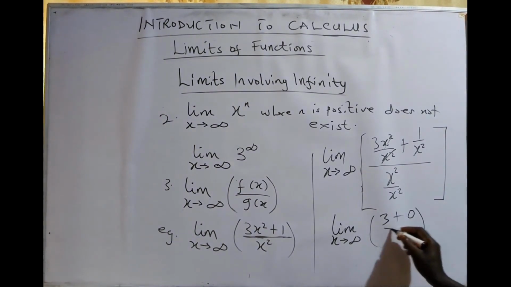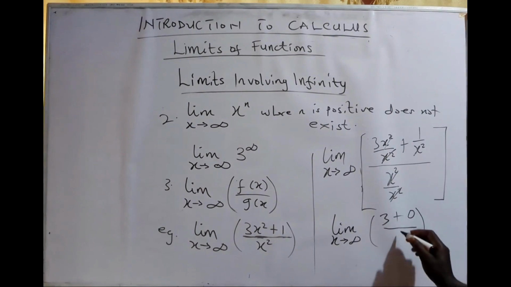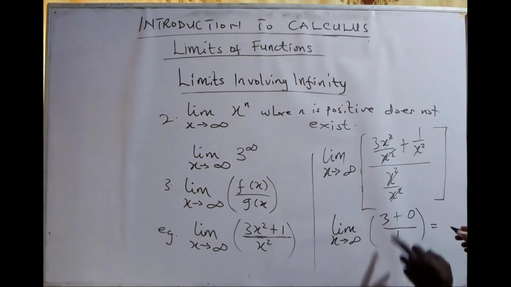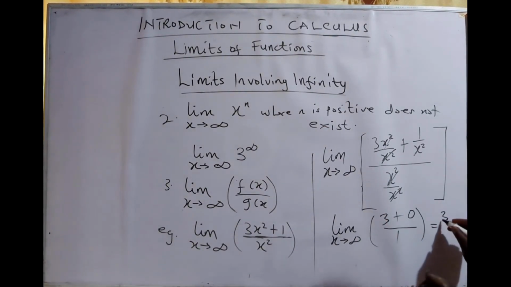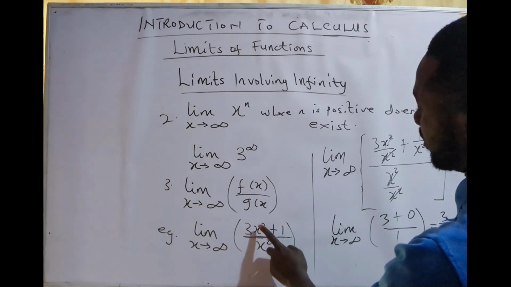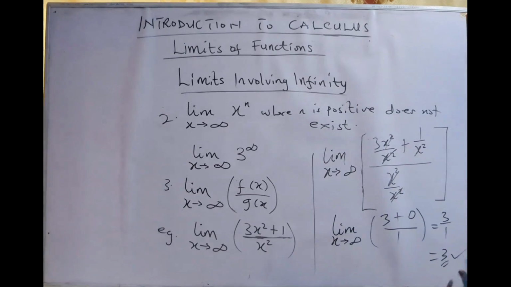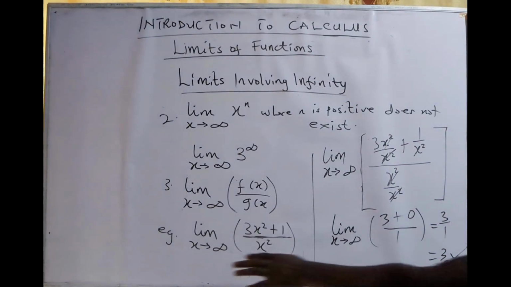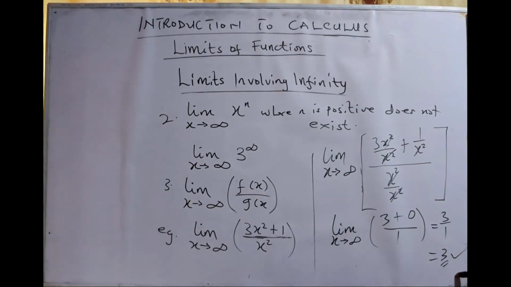And then over s squared, s squared will give me 1. So that will be 3 plus 0 will be 3 divided by 1. And then my answer, 3 over 1 will give me what? Will give me 3. So the limit of the expression or the function 3s squared plus 1 over s squared, as s approaches infinity, is equal to 3.